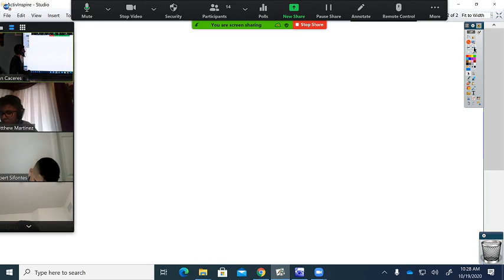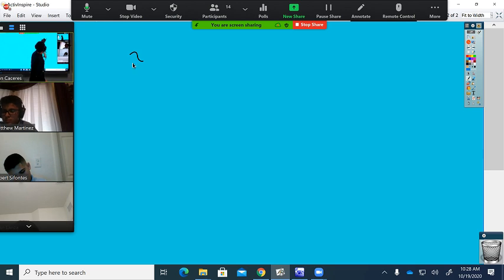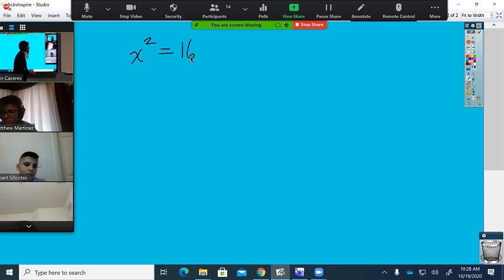Alright, next page. Now, let's say you have x to the second power equals 16. Is x by itself? X is not by itself. There's a square on it.